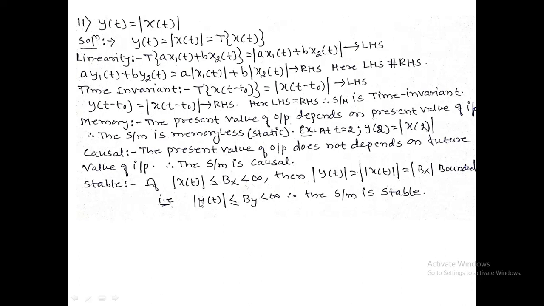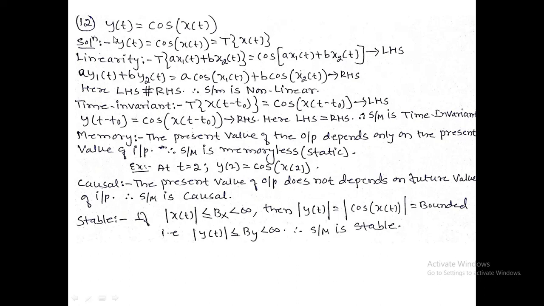Stability. For the bounded input, bx greater than or equal to magnitude of x of t, less than infinity, if this bounded input is applied to the system, does the system produce bounded output or not? How to calculate whether the output is bounded or not? I have to get the magnitude of y of t. Magnitude of y of t equals magnitude of modulus of x of t. We already know that modulus of x of t is bounded by bx, hence the magnitude is also bounded. Hence the system is a stable system.